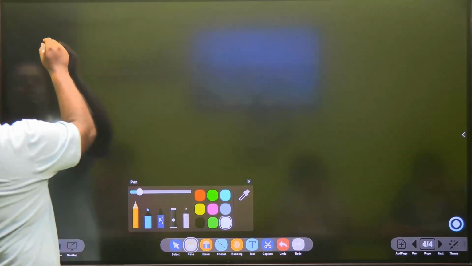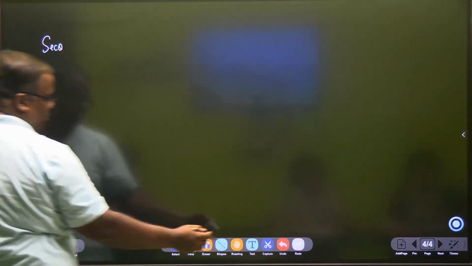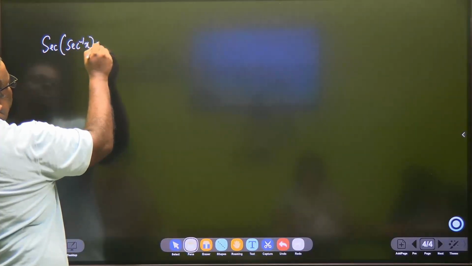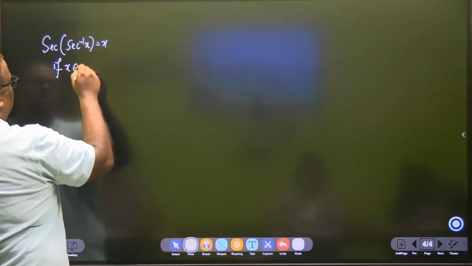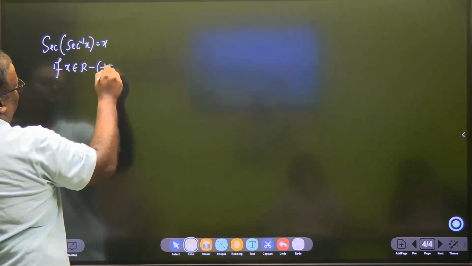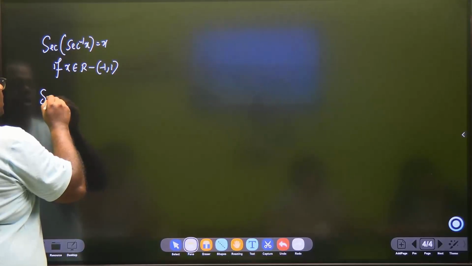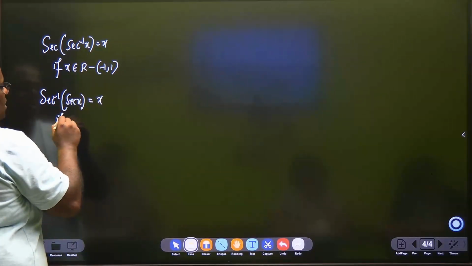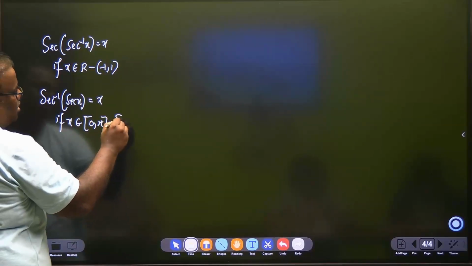And let's see the last one, that is sec. Sec of sec inverse x is equal to x if x belongs to the real numbers minus negative 1 to 1. And sec inverse sec of x is equal to x if x belongs to 0 to pi minus pi by 2.